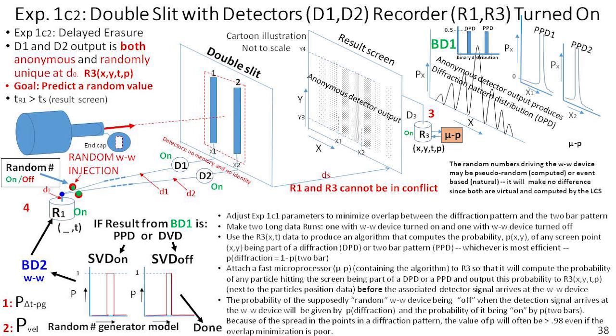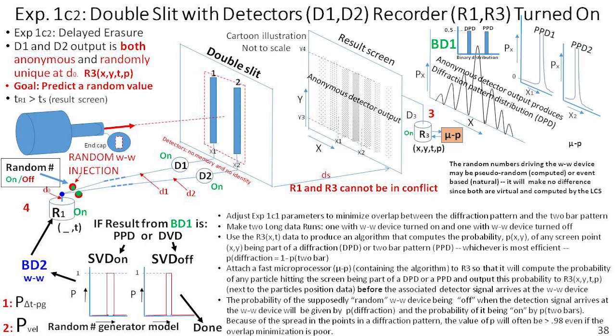We have this data collected, and we will do a probability calculation for any point that hits the screen. When we actually do our experiment, I will know if a point hits the screen at a particular place, I will be able to tell what the probability is of it being in a diffraction pattern or in a particle pattern.